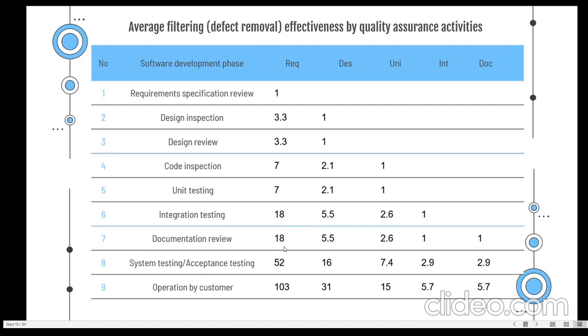Documentation review, again 18 for requirements, 5.5 for design, 2.6 for unit testing, 1 for integration testing, 1 for documentation. System testing or acceptance testing, 52 for requirements, 16 for design, 7.4 for unit testing, 2.9 for integration testing, 2.9 for documentation. Last one, operation by customer: requirements 103, design 31, unit testing 15, integration testing 5.7, and last one, documentation again 5.7.